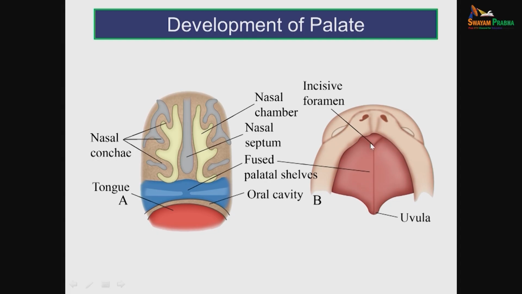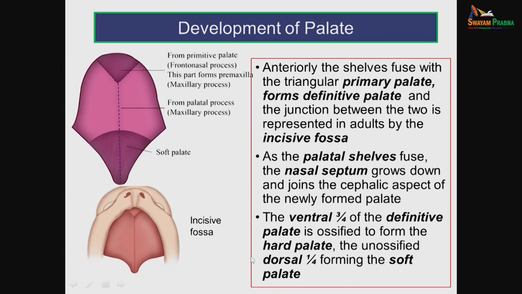What is shown here like a triangular area is the primary palate, which is derived from the fused medial nasal process at a deeper level. So, now you have a primary palate and a secondary palate. In this picture you can see the fused palatine shelves above the tongue, and you can see the nasal septum extending downwards. Once they fuse, the primary and secondary palate form the definitive palate.